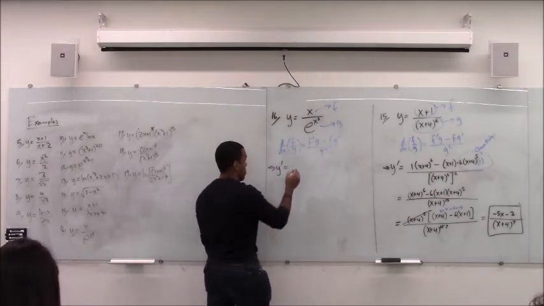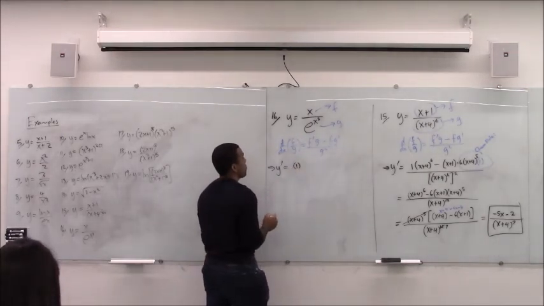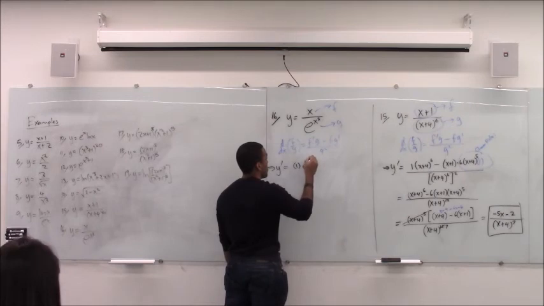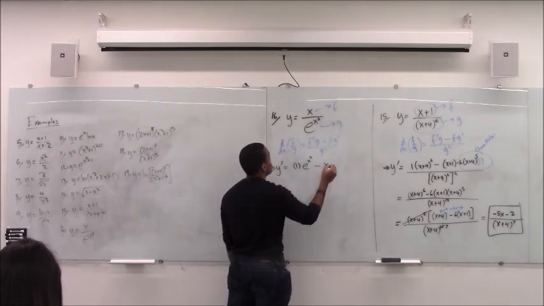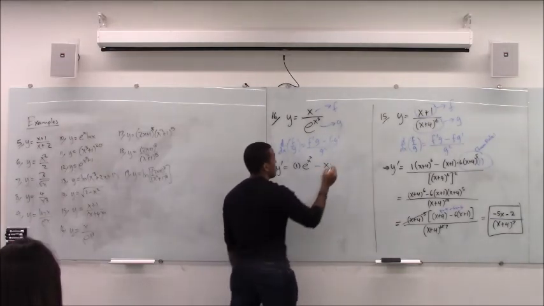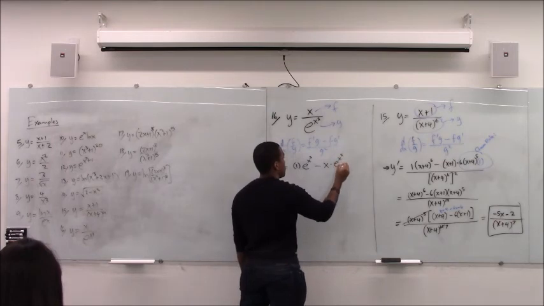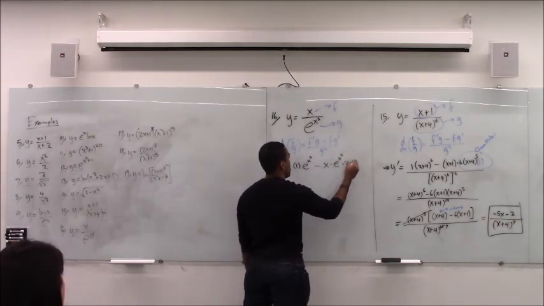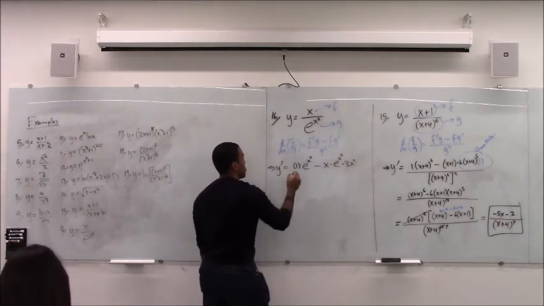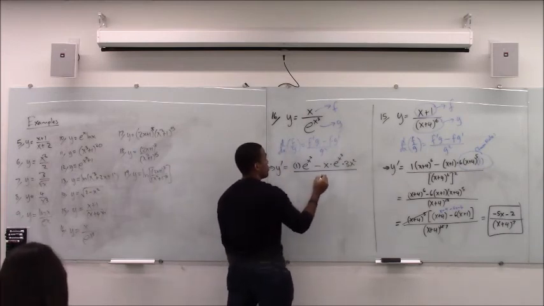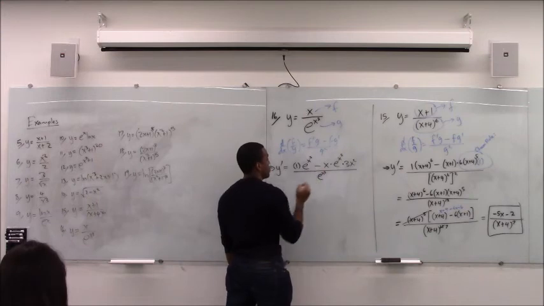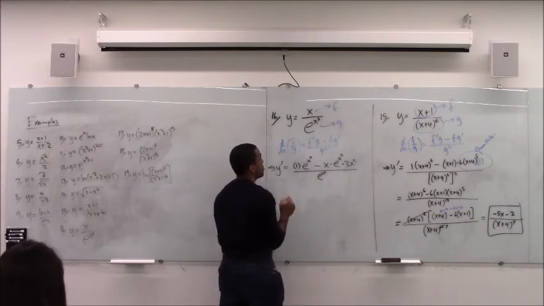1 minus e to the x cubed, minus x times e to the x cubed times 3x squared, over e to the x cubed times the root of 2 times. So square that.